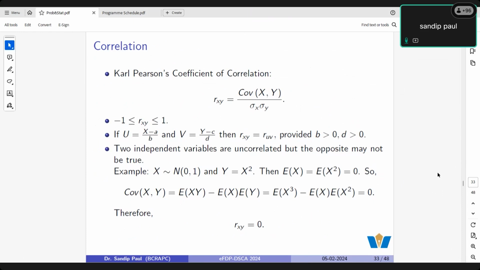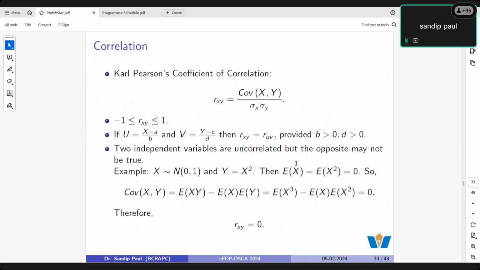So this relationship can be measured through a coefficient. It is called Pearson's coefficient of correlation. The coefficient of correlation has the formula Rxy equals covariance of x, y divided by sigma x and sigma y. And the correlation coefficient always lies between -1 and 1.